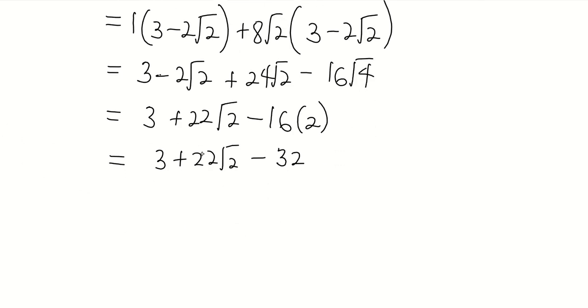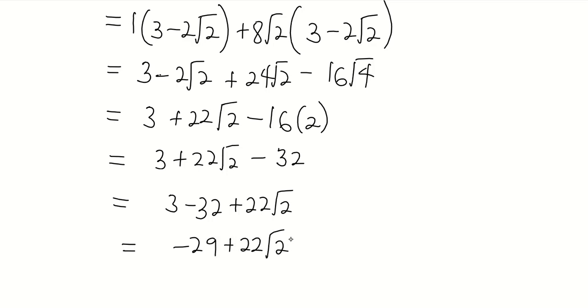Now when we have something like this, it means that the rational component has to come first before the irrational ones. So it means that we are going to have 3 minus 32 and then plus 22 square root of 2 by rearranging. So 3 minus 32, we get minus 29 and plus 22 square root of 2. And this becomes the simplified answer for x squared plus y squared.